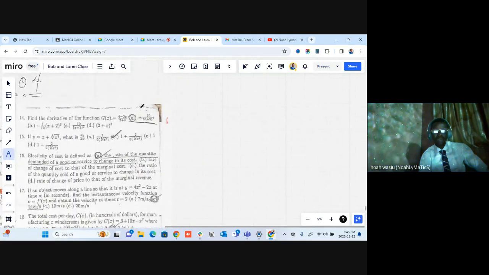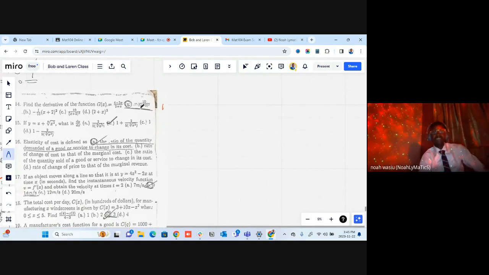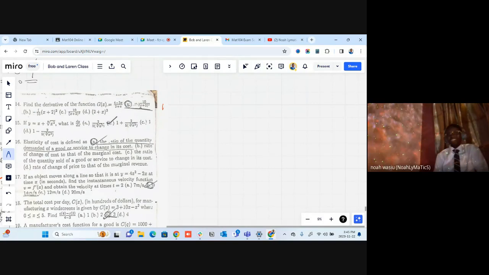Guys, we have the next question here. I think we are moving closer now. Question number 16. Guys, elasticity of cost is always defined as what? Under elasticity, I want you to take note of this explanation.